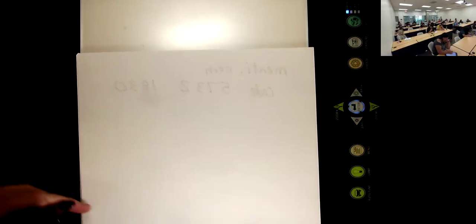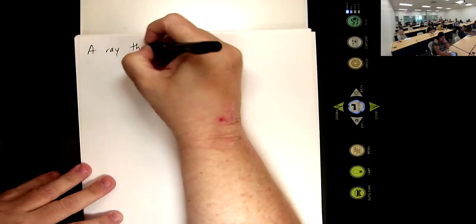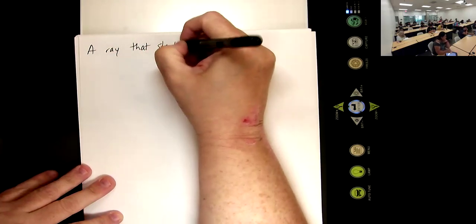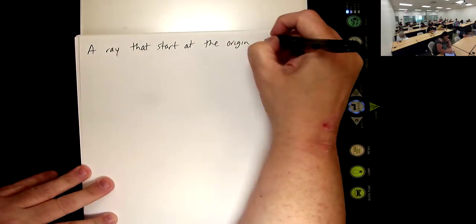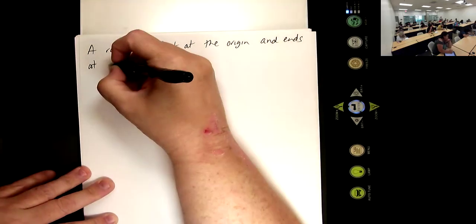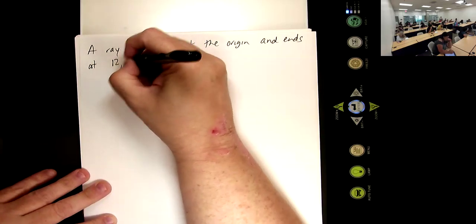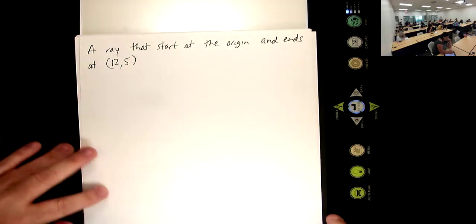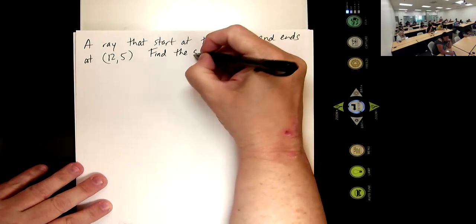So let's look at an example. Let's say we have a ray that starts at the origin and ends at 12, 5. Find the 6 trigonometric values.